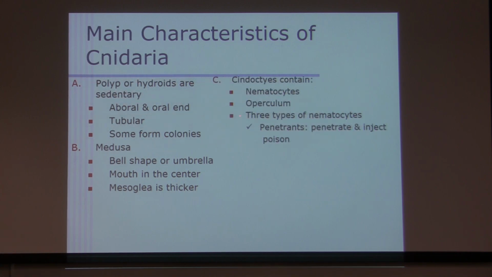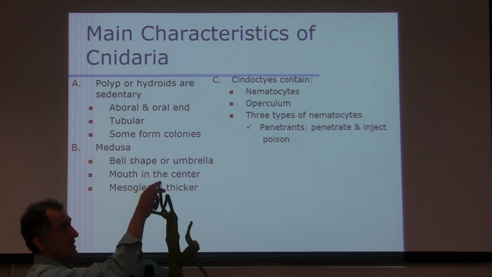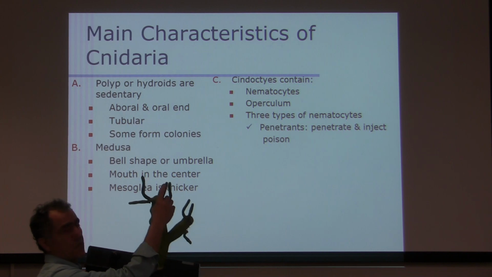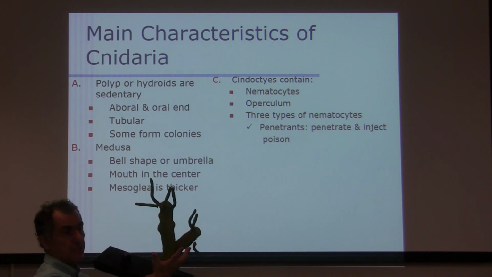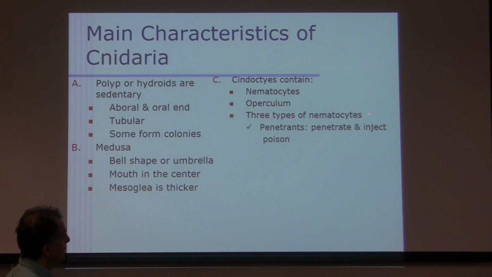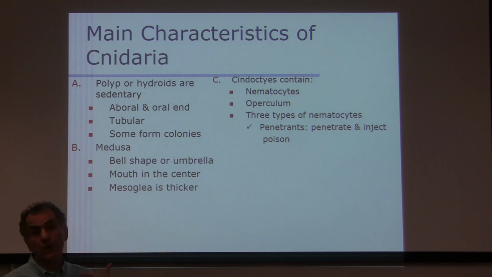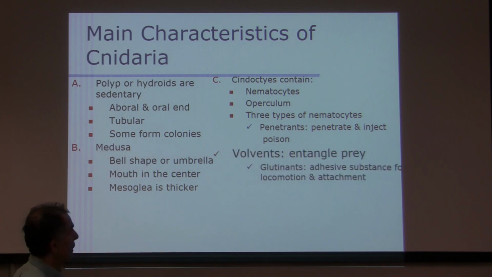Let's go to cnidocytes. All of these animals must have cnidocytes. In this model, they are showing you the tentacles. These are tentacles, right? And in the tentacles, those darker regions are where you have cnidocytes. Cnidocytes contain a nematocyst or operculum. I'll show you a picture here in a minute. The 3 types of nematocyst: penetrants penetrate another animal or predator, they defend themselves, and inject poison. Entangle wraps around prey. And glutinants have adhesive substances for locomotion.